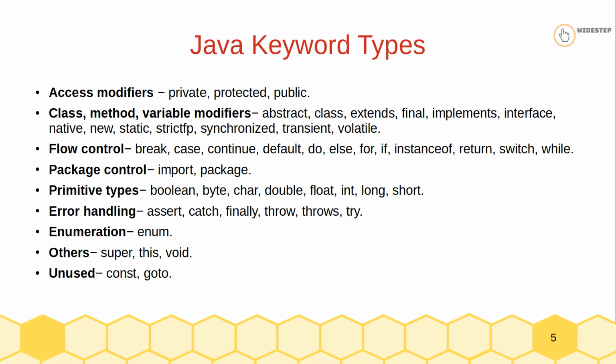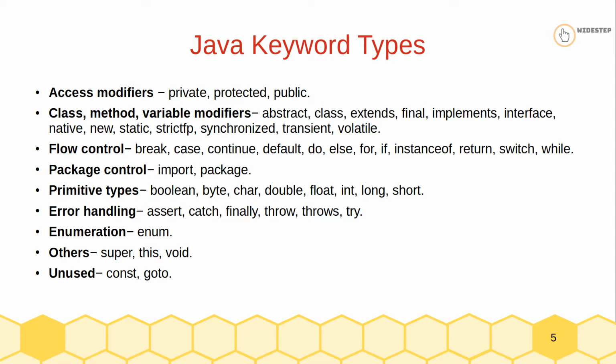And again, we have the new operator, or new keyword, in order to create an instance of a class. And then we have the static keyword, we have the native keyword, we have strictfp, we have the synchronized keyword, transient, volatile, different sorts of keywords which are used to deal with class, method, and variable modifiers.